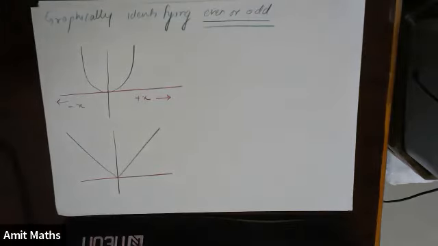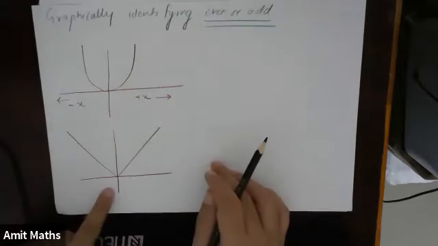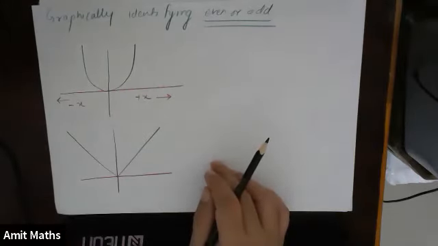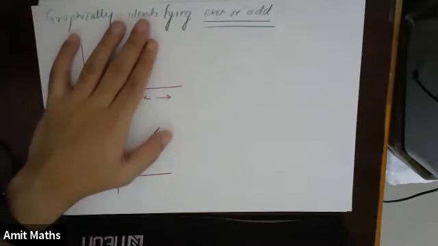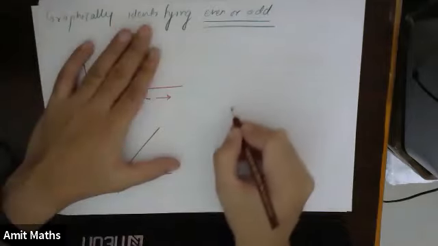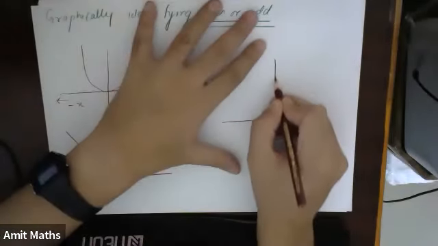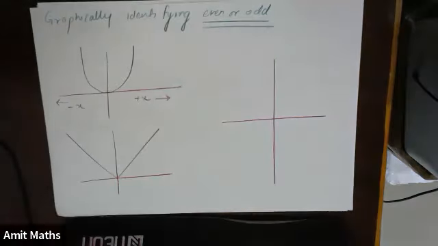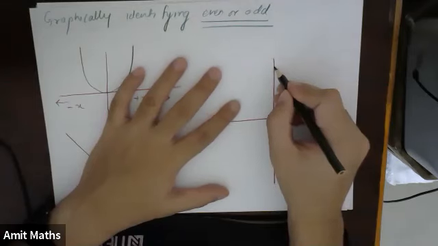Understood? Fine. Now, suppose in these two cases it is passing through origin. Is it necessary for an even function to pass through origin? No. For an even function, it is not necessary to pass through origin. Suppose the function is something like this.